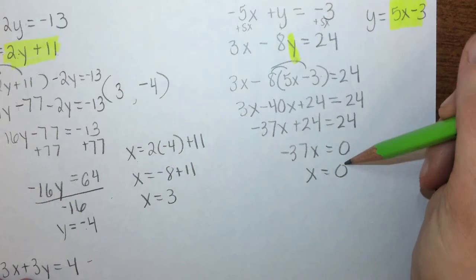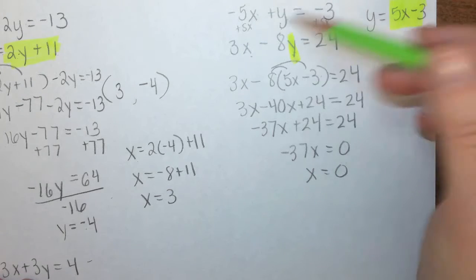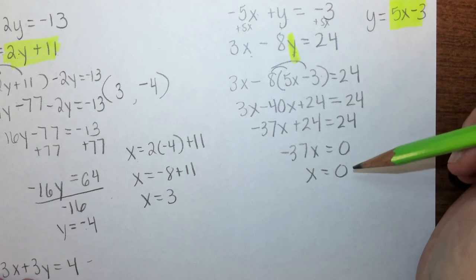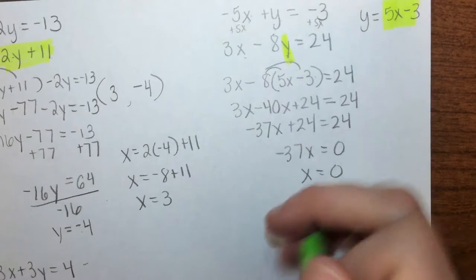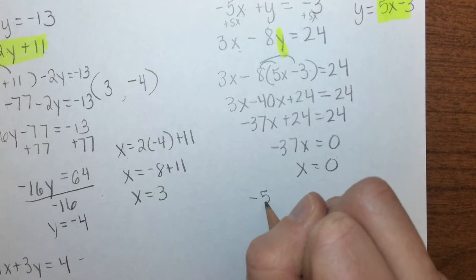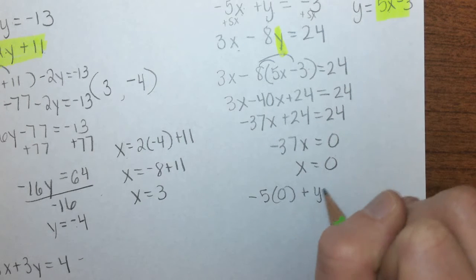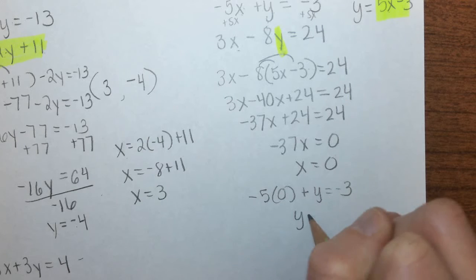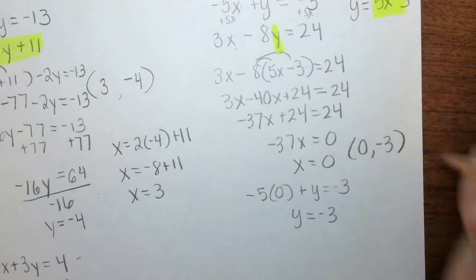And then I would plug this back into one of the original equations for the x value and then solve. You could plug it in here, but usually we just plug it back in the original. So it'd be negative 5 times 0 plus y equals negative 3. You can see y is just going to be negative 3. So there's your ordered pair for that one: 0, negative 3.